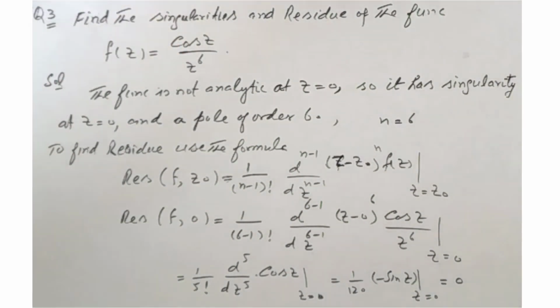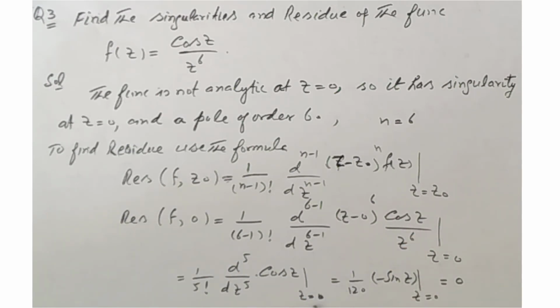So again using this formula, we put n equal to 6, and 6 minus 1 factorial, d^(6 minus 1) over dz^(6 minus 1), of (z minus 0) to the 6 times cos z over z to the power 6. This becomes 5 factorial, d^5 over dz^5, and these terms will cancel, leaving cos z.